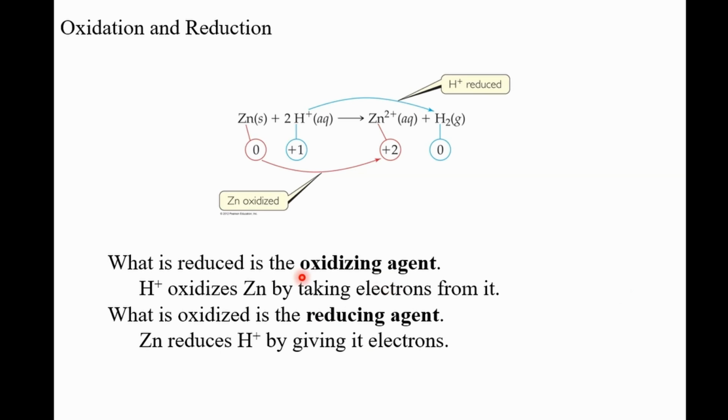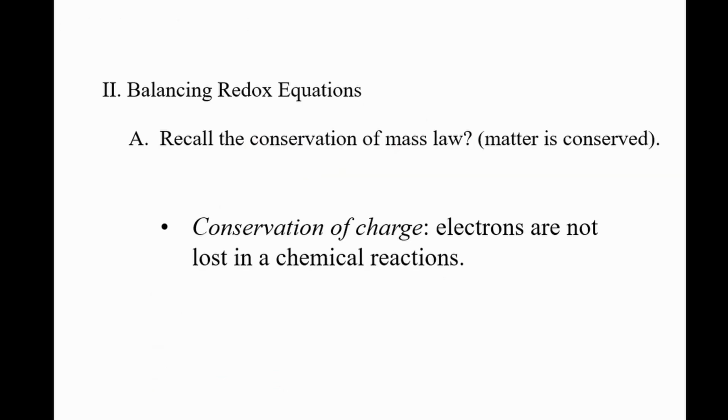And Nick nailed this when I asked him. What is reduced is the oxidizing agent. This proton oxidizes zinc by taking electrons from it. What is oxidized is the reducing agent. Zinc reduces hydrogen by giving it an electron. So our equations thus far have been fairly straightforward.